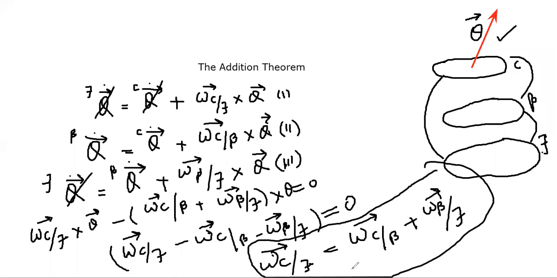Okay, this is called the addition theorem. Angular velocity of c with respect to ground is equal to angular velocity of c with respect to beta plus angular velocity of beta with respect to ground. These are the three important properties that we should know before we go ahead in understanding the kinematics of three dimensions.